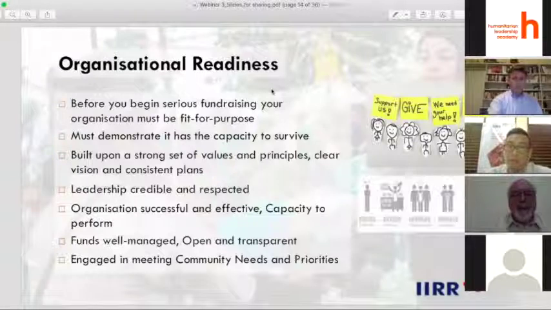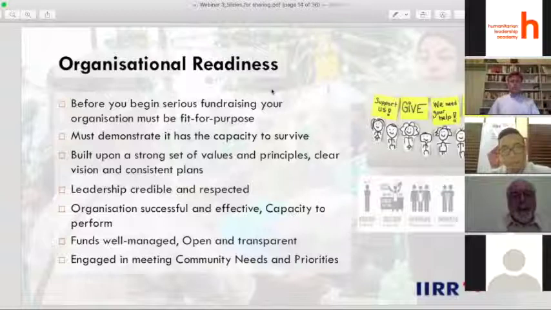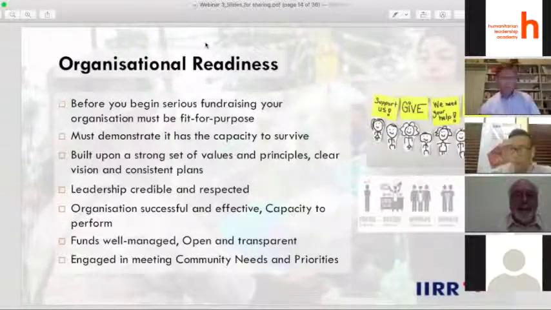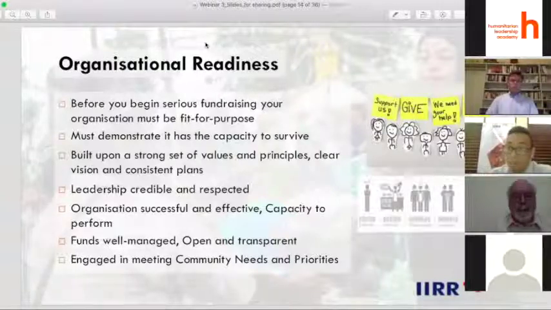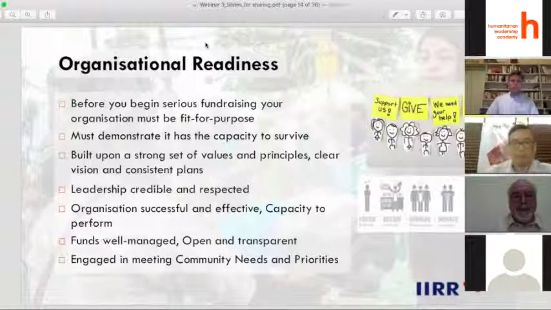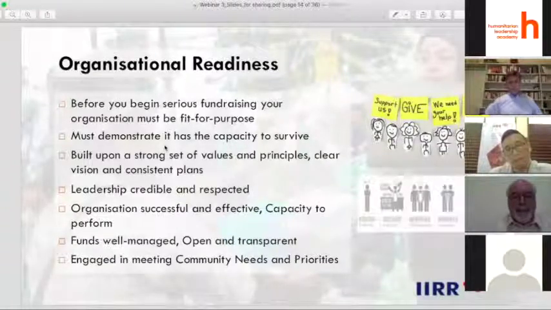Having a strong set of values and principles that you stick to, having credible leadership, having had a successful number of projects at the community level implemented, benefiting the community, these are all a part of building your credibility for when you try to raise funds at a local level and even beyond the community itself. As we've mentioned, funds need to be well managed. You need to be open and transparent. I think that goes without saying.